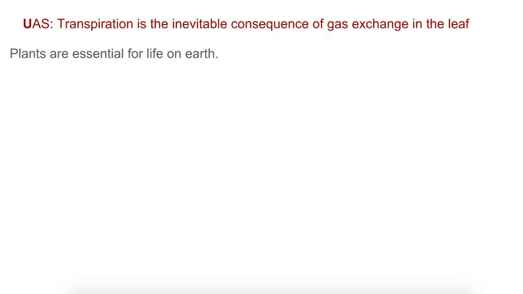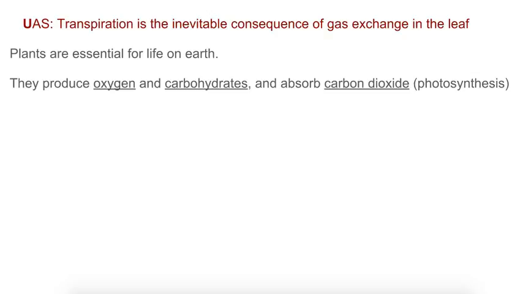We know that plants are essential for life on Earth. They produce oxygen and also carbohydrates, and they also absorb carbon dioxide from the atmosphere through the process of photosynthesis. They are autotrophs, if you remember, and heterotrophs rely on the energy that they produce.